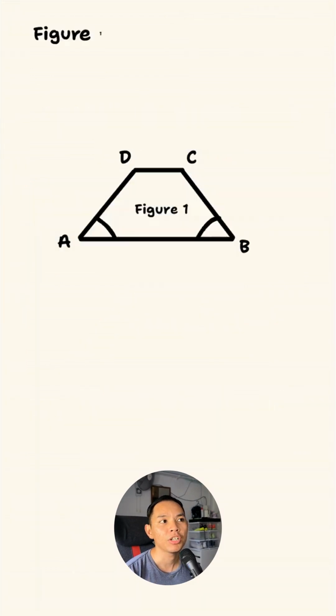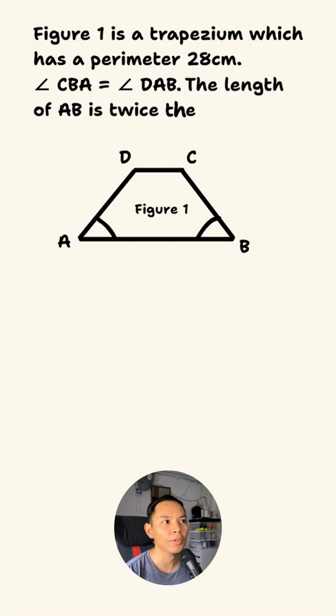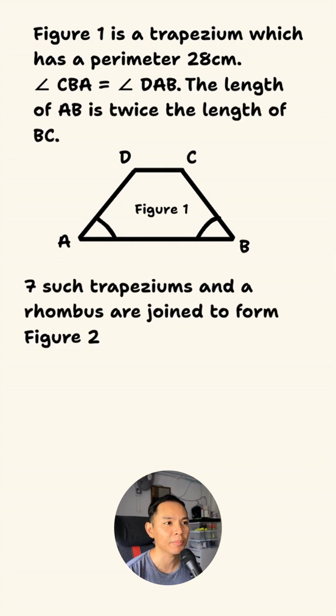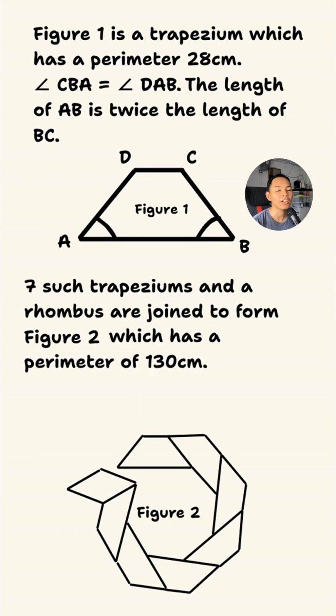The question is, figure 1 is a trapezium which has a perimeter of 28 centimeters. Angle CBA is equal to angle DAB. The length of AB is twice the length of BC. And 7 such trapeziums and a rhombus are joined to form figure 2, which has a perimeter of 130 centimeters. Find the length of BC.